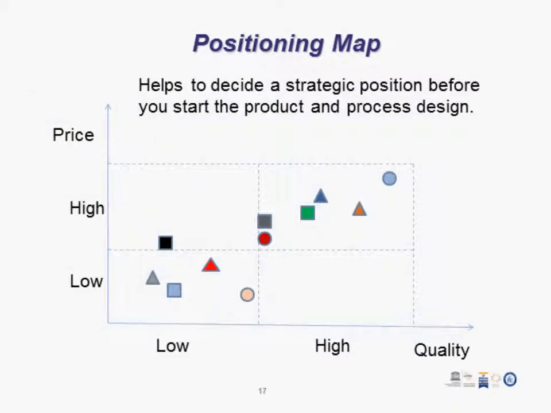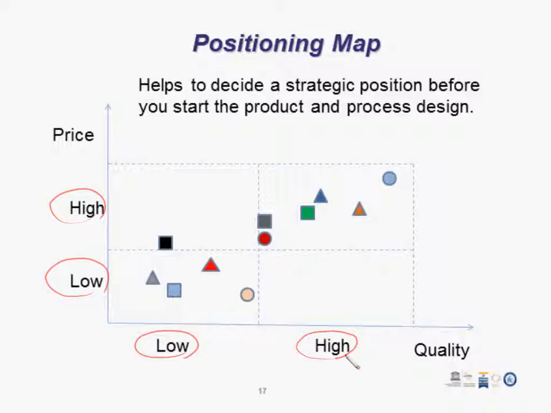The positioning map helps to decide strategic position before you start product or process design. The X-axis may represent quality, high quality and low quality. The Y-axis is price, the high price, expensive and cheap product. All in the middle are your different competitors. Usually, higher quality product is a high price, and low quality is a very cheap price.